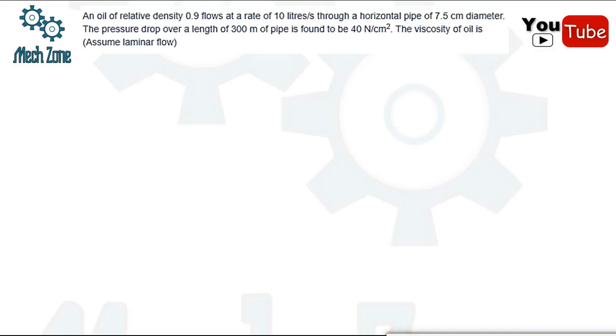The pressure drop over a length of 300 meters of the pipe is found to be 40 Newton per centimeter square. The viscosity of the oil is, assuming a laminar flow. So we know that Q is equal to area into velocity. Q has been given as 10 liters per second, so we will convert it into meter cube per second. So 10 into 10 to the power minus 3.